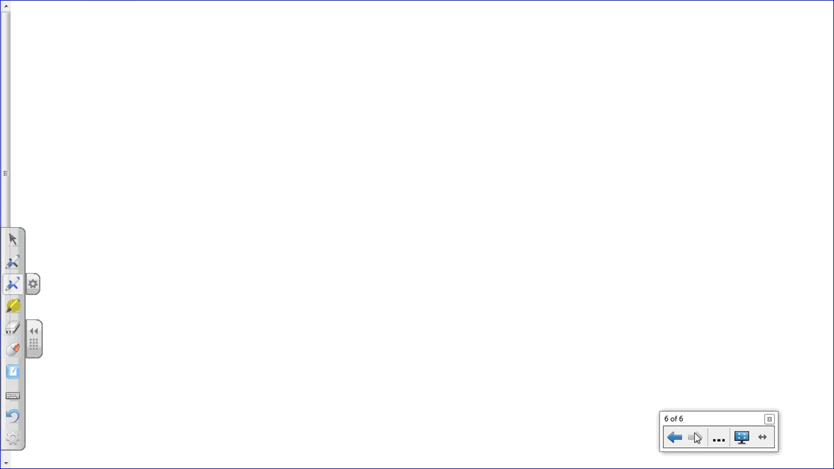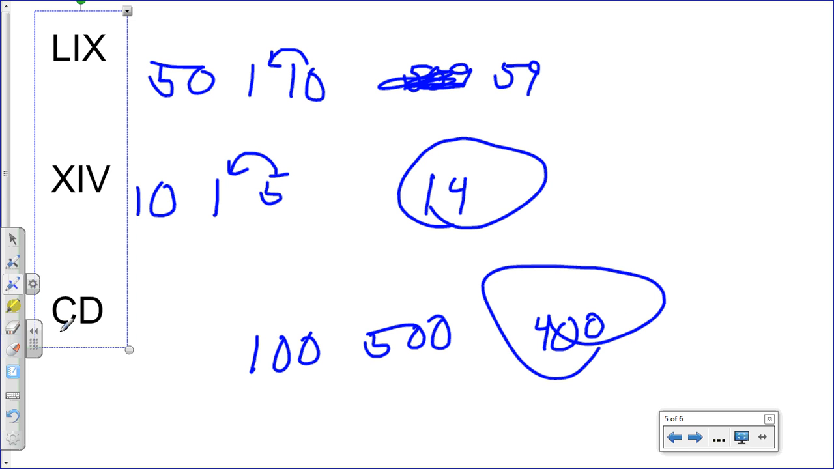That's the last slide we have to look at. So a smaller number to the left, you subtract. A smaller number to the right, you add. We always look for the subtraction ones first and then go to the add. The next video we will do will be on turning numbers into Roman numerals.